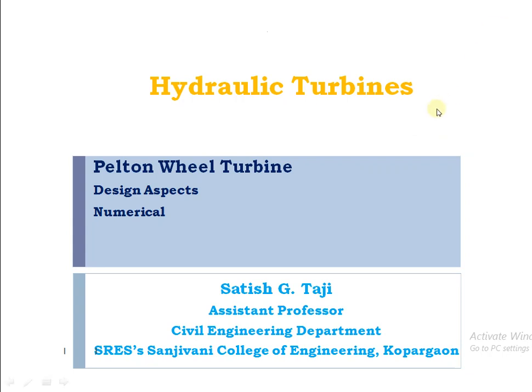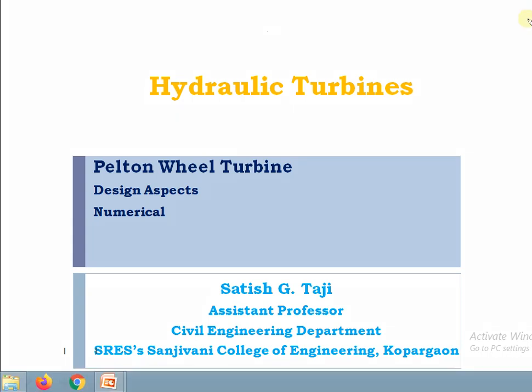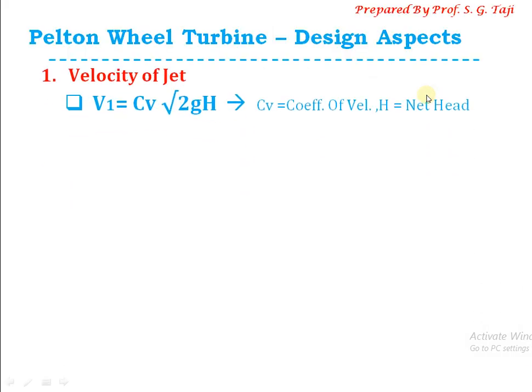In the previous video lecture, we discussed the main components of the Pelton wheel turbine, also the drawing of velocity at the inlet and at the outlet of the Pelton wheel turbine, and various efficiencies. In this lecture, we are going to discuss some design aspects which are generally considered while designing the Pelton wheel turbine, and numerical based on it. So let's start, starting from the design aspects of the Pelton wheel turbine.